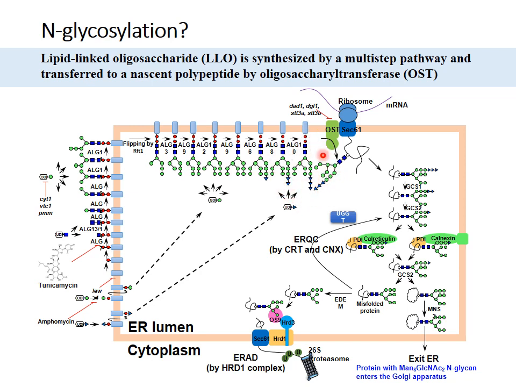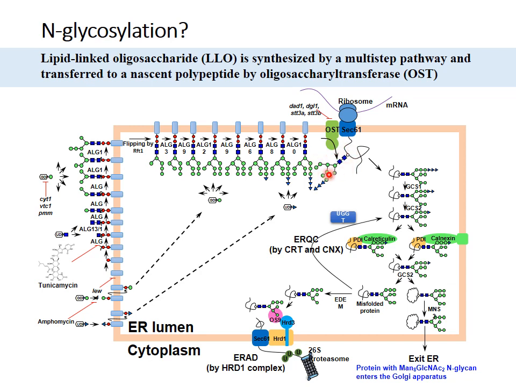These protein oligosaccharide precursors are initially formed on the outside of the ER membrane by ALG enzymes. After being flipped into the ER by RFT1, they are continuously extended by ALG enzymes.